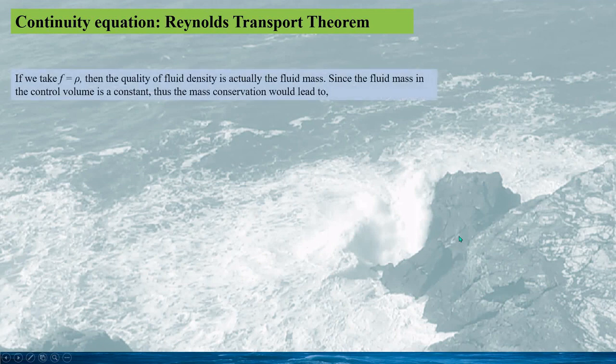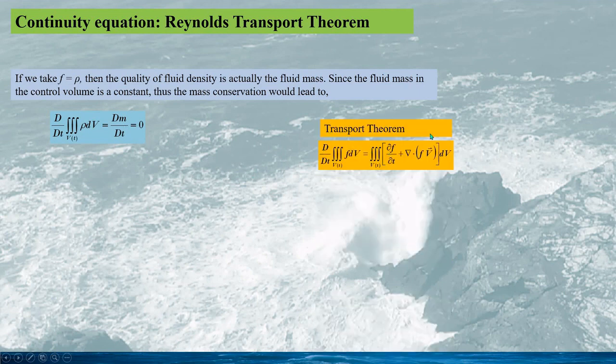We can also use the Reynolds transport theorem to derive the continuity equation by simply taking the physical parameter f as the fluid density. It can be seen that the volume integral of the fluid density is actually the total mass of the fluid. In the control volume, the total mass is unchangeable.